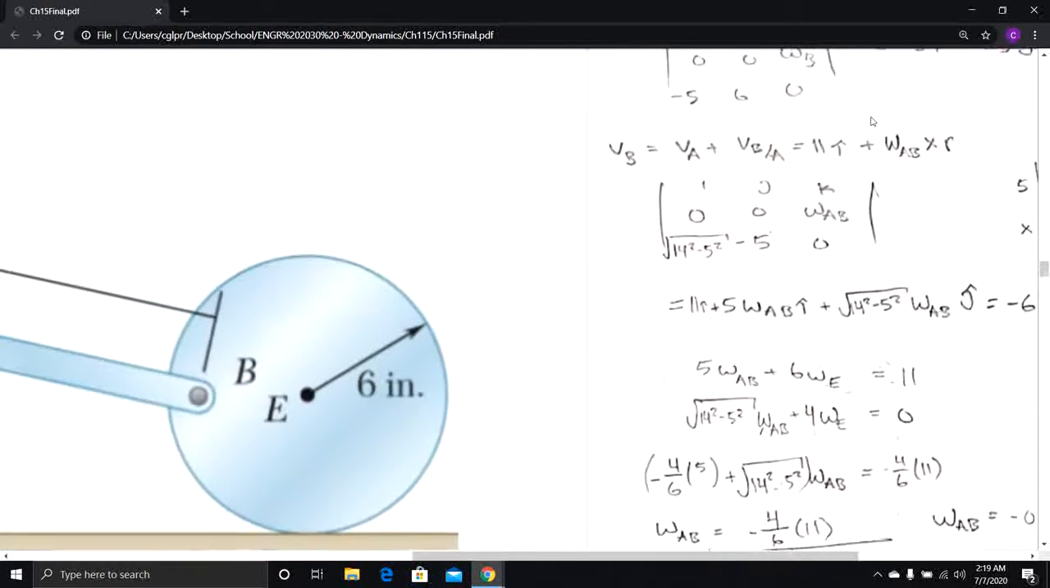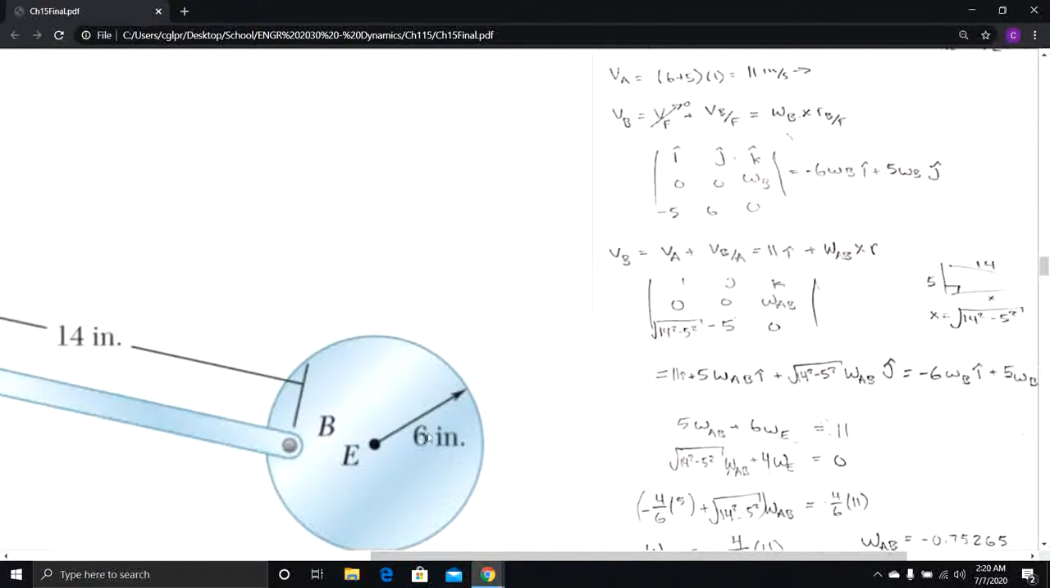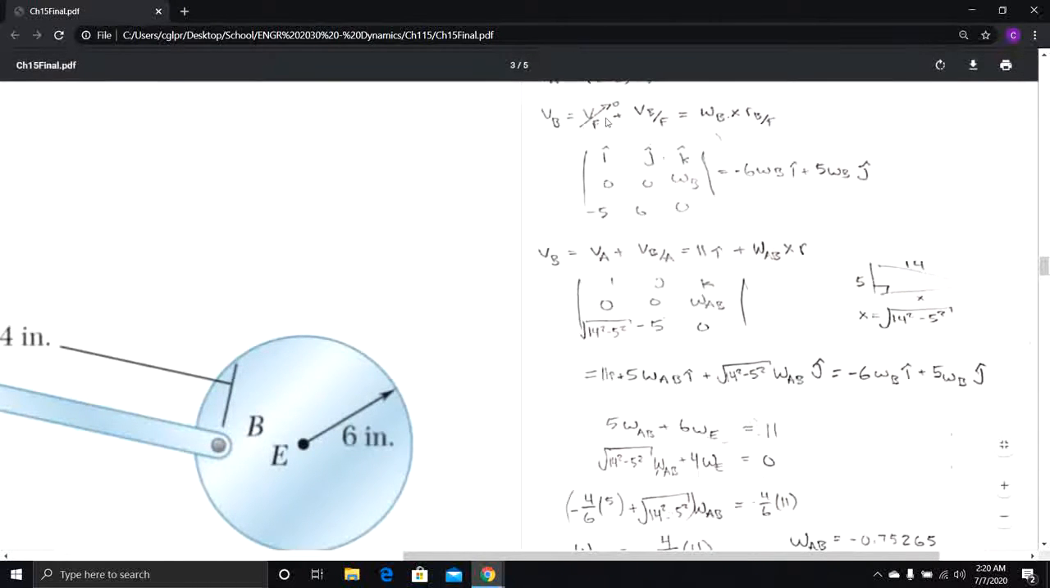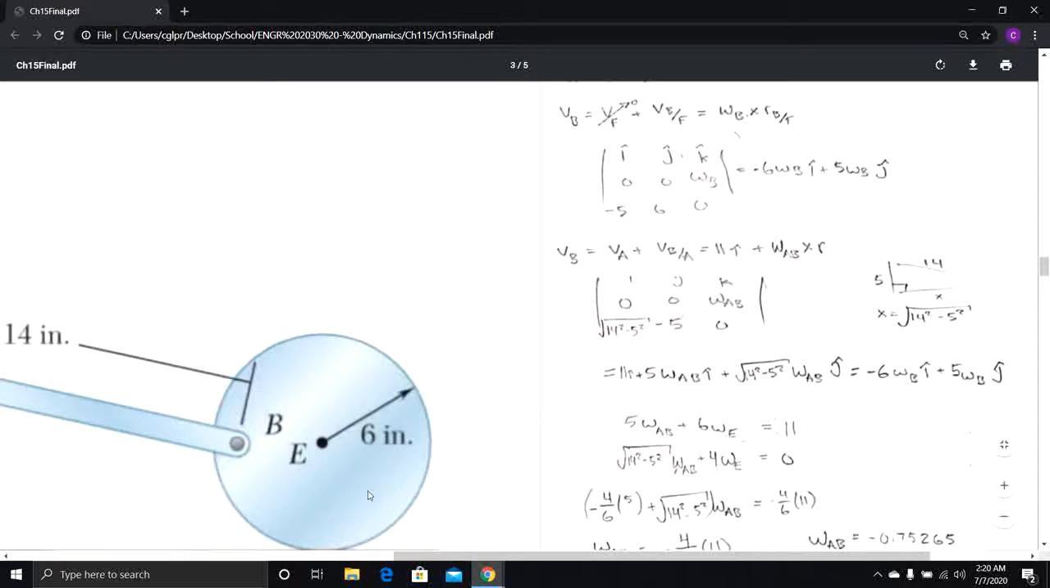I am then looking at the point of contact here, which I called F in this case, because it comes after E. Velocity at that point is going to be 0. Velocity of B relative to F is going to be the cross product of the omega of B and its R, which is going to be up 6 inches and to the left 5. Do that cross product, get this.